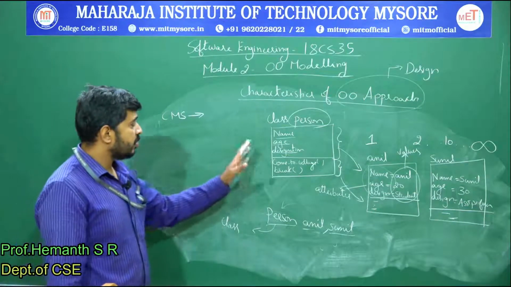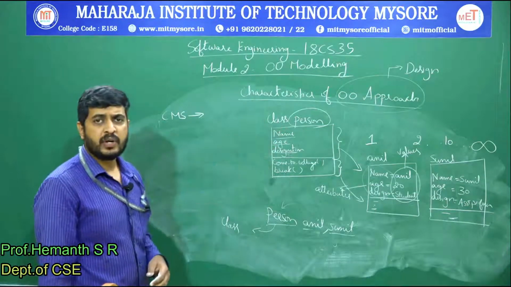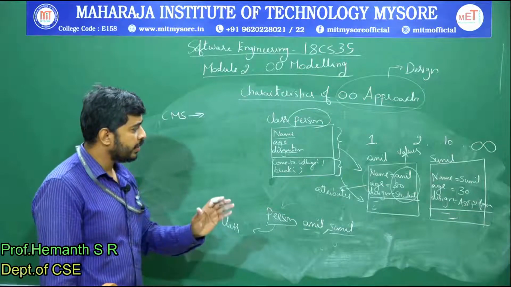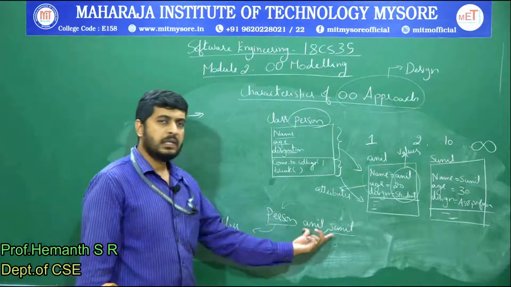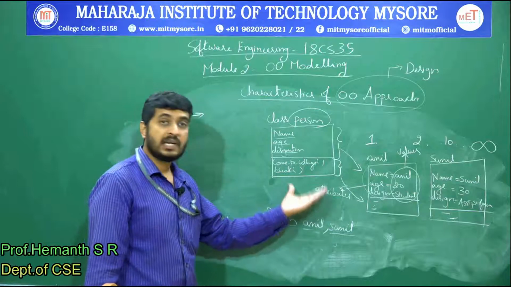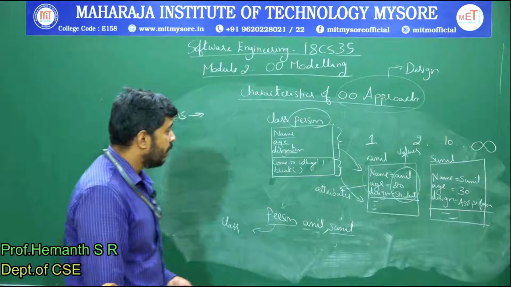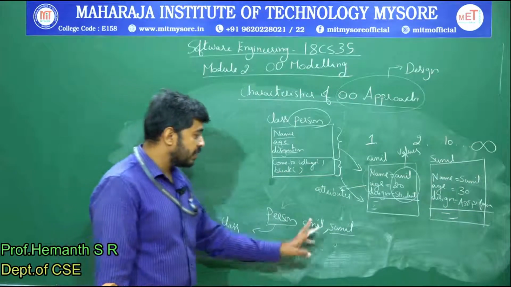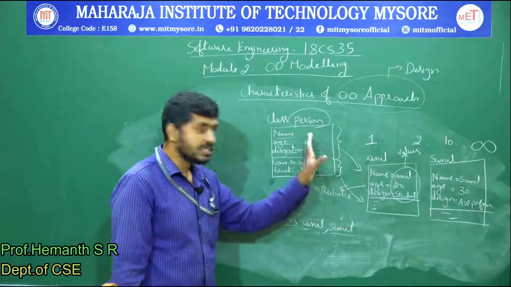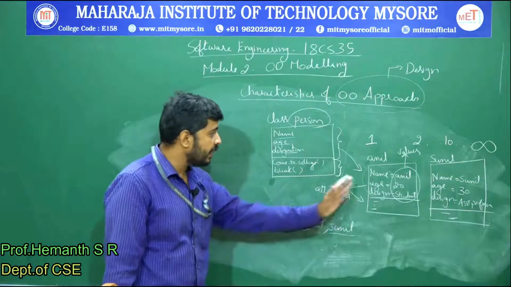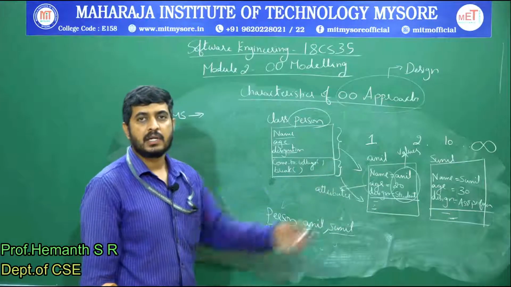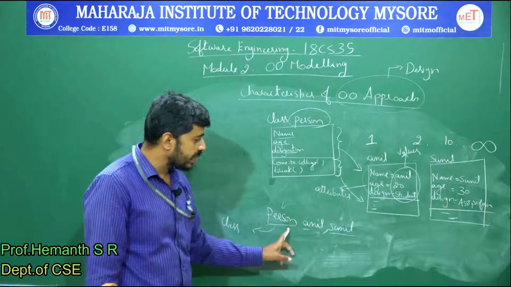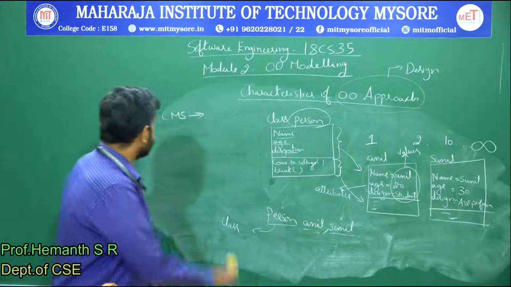So this is one of the characteristics of object oriented approach. You can create objects, hundreds of objects for a class. And the standard definition for an object is an instance of a class, taking the attributes of that particular class to which it is associated.